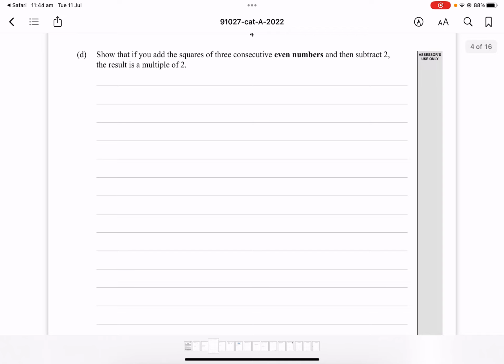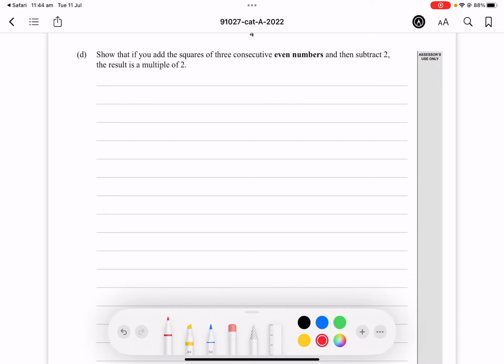Question D. Show that if you add the squares of 3 consecutive even numbers, then subtract 2, the result is a multiple of 2. So we can write any general even number. We can say that n is equal... no, we cannot use n, probably use p. For any even number, we can say that p equals 2 times n. So therefore, 3 consecutive even numbers would be 2n, 2n plus 2, and 2n plus 4. So these will be the 3 consecutive even numbers for any value of n, any real value of n.